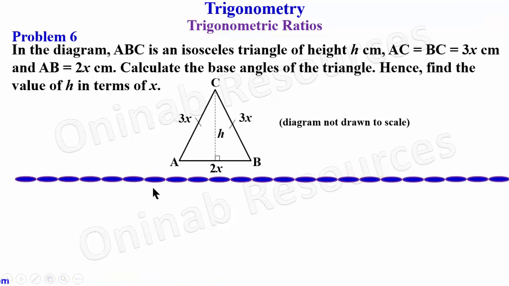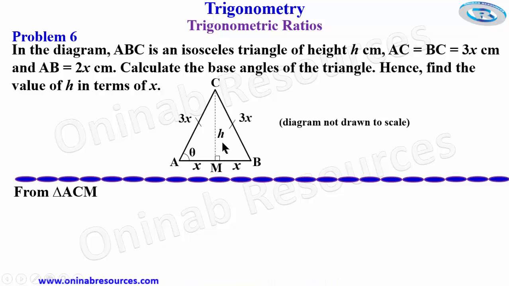So we go for the solution of the problem. Since AB is 2x and this height is the line of symmetry of the isosceles triangle, which means this point is a midpoint, and at that point AM is equal to MB, and they will give us x centimeters each since AB is 2x centimeters. So we can now name one of the base angles as theta.